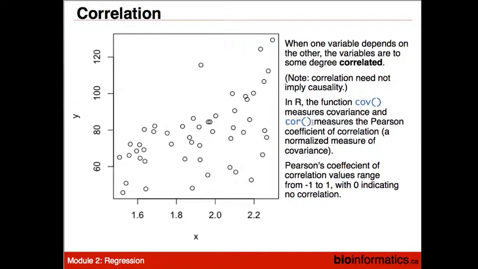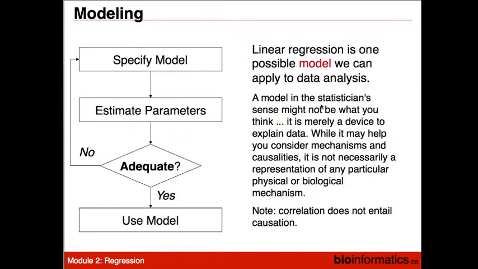In R, the function correlation measures the correlation coefficient, and the values can go from -1 to 1, and 0 means no correlation. So these correlations are parts of models. And linear regression is one of the possible statistical models that we can apply to data analysis.